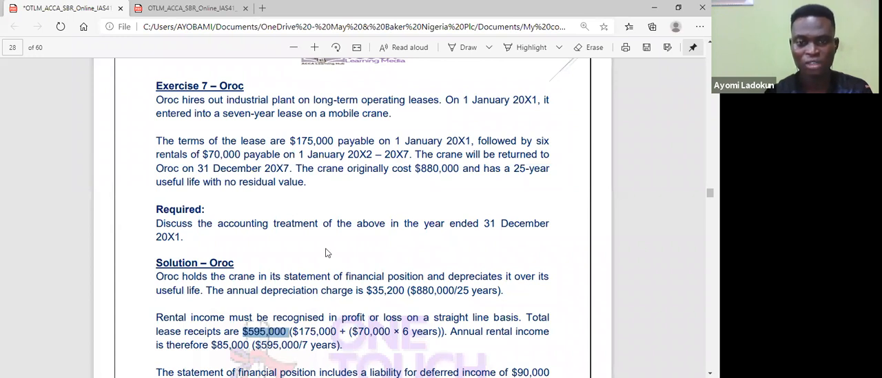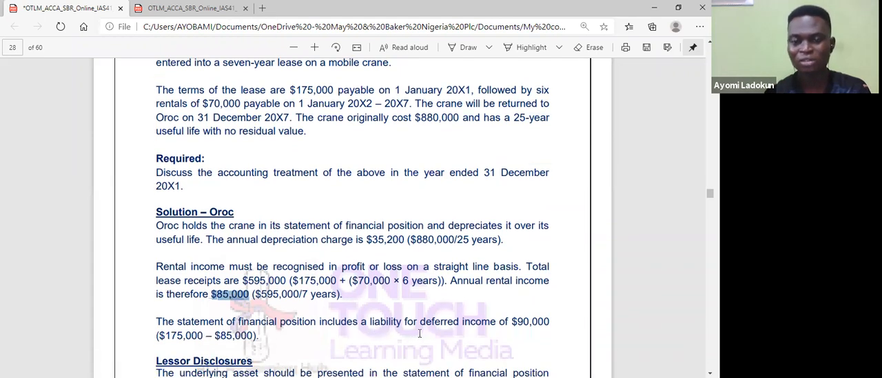Because it's 595, and I'm going to pay for 7 years, I divide by 7, straight line basis, 85. So that's how you have this 85. Divide by 7, because it's going to be on a straight line basis. Very simple, operating is straight line basis.